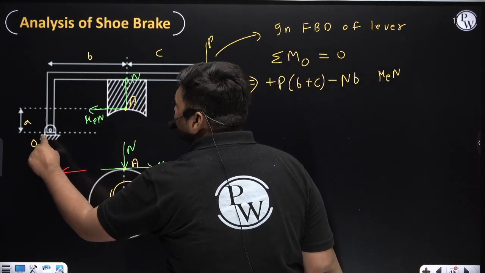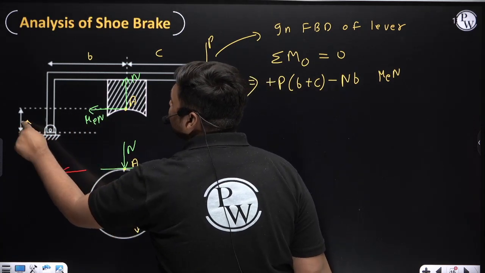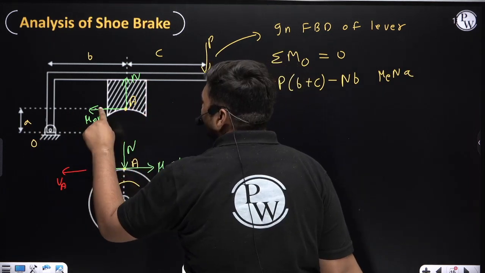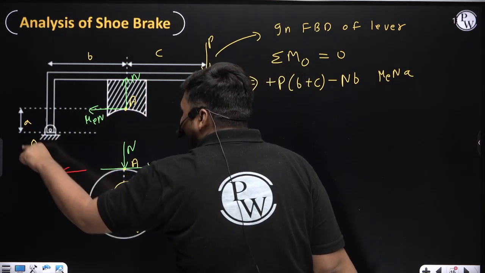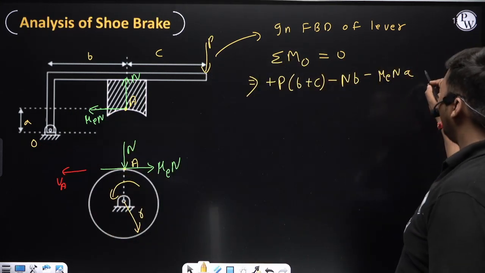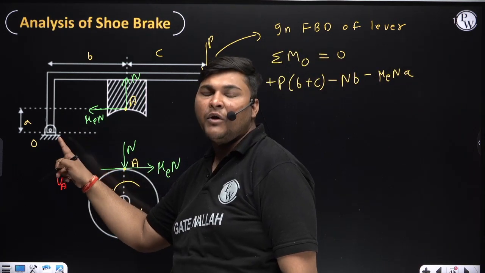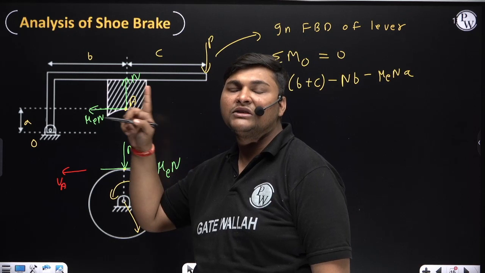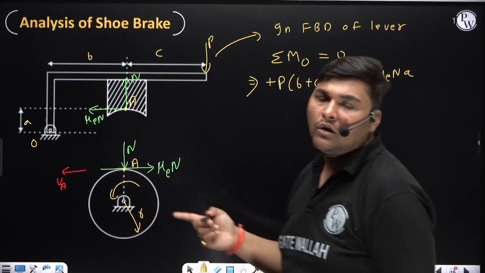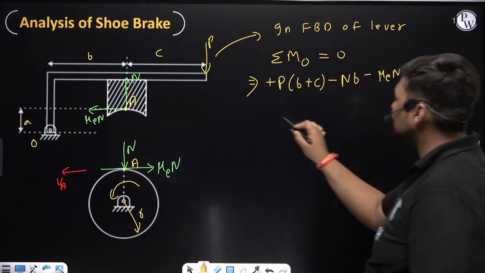Now the moment due to this friction force, which is mu N. Its perpendicular distance is a, because since the friction force is horizontal, we need to see the vertical distance from point O, which is a in this case. The direction of movement of the friction force about O is anti-clockwise, and I am considering anti-clockwise as minus. The moment of the reaction at this hinge about the hinge point will be 0, so we are not considering this reaction. So the net moment about the fulcrum will be 0.